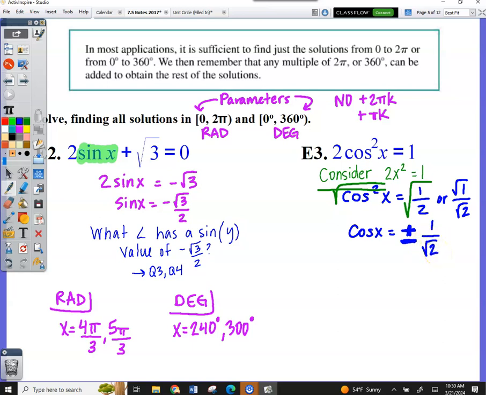Now, is there a 1 over square root 2 anywhere on your unit circle? No, because that's not rationalized. So you would need to rationalize it. So we're not looking for 1 over root 2, we're actually looking for root 2 over 2. Because it's positive negative, this means, we've already said this once before, let's refresh you, any quadrant. You're looking at all four. Any quadrant.